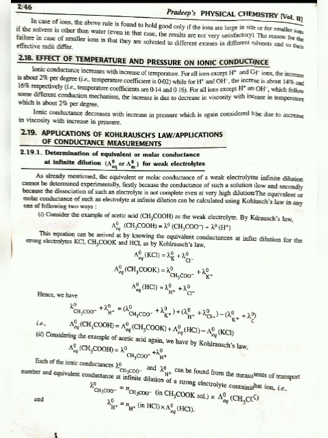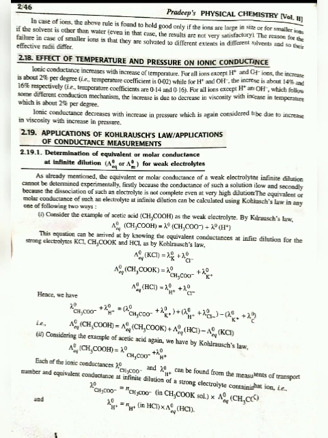while for H positive and OH negative the increase is about 14% and 16% respectively, that is temperature coefficients are 0.14 and 0.16. All ions except H positive and OH negative follow some different conduction mechanism. The increase is due to decrease in viscosity with increase in temperature, which is about 2% per degree. Ionic conductance decreases with increase in pressure, which is again considered to be due to increase in viscosity with increase in pressure. Next heading 2.19, application of Kohlrausch law or application of conductance measurements.